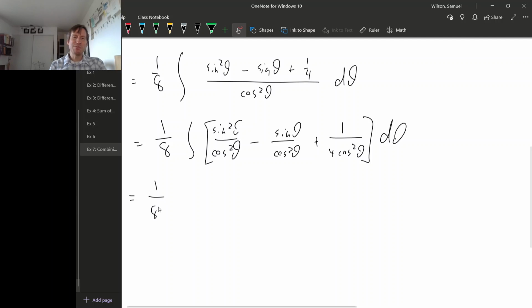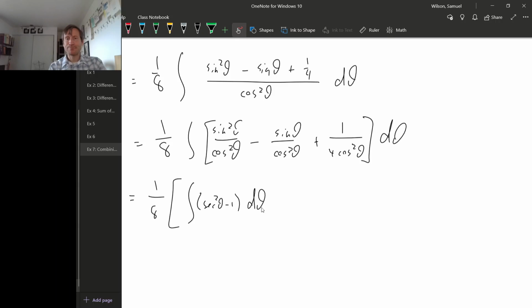So let's treat each of these as a separate integral. For this first piece, this is tangent squared, right? Sine squared over cosine squared is tangent squared. You may have seen the integral of tangent squared before. The way to handle that is to turn it into secants. So this is secant squared theta minus 1.